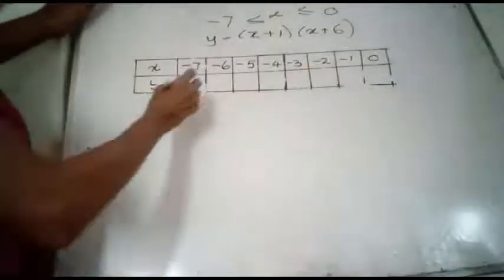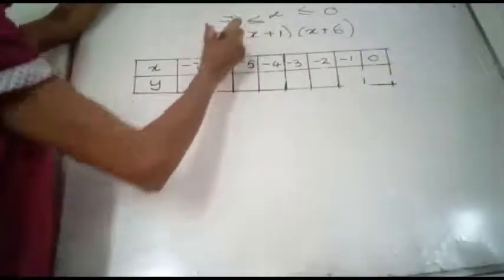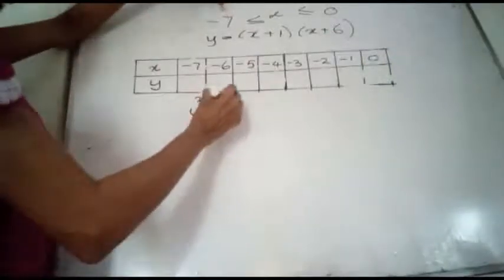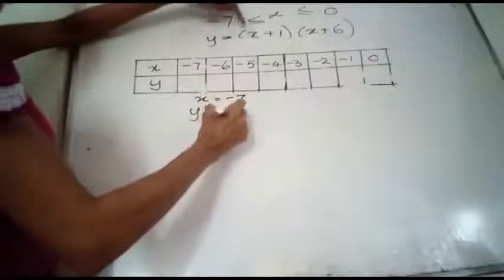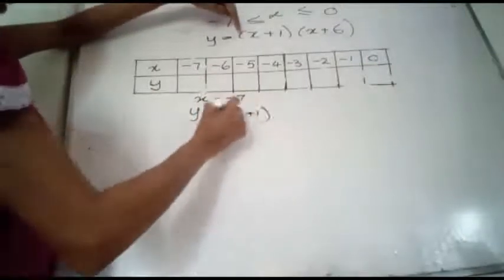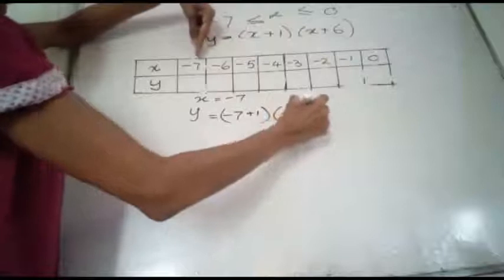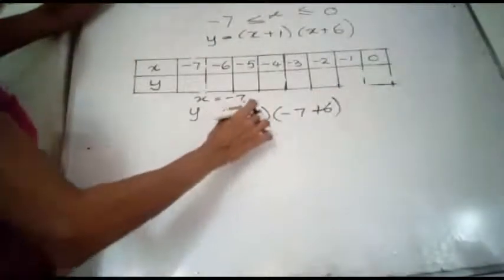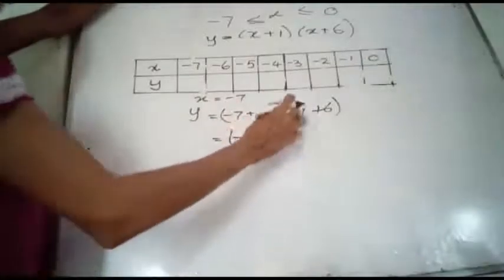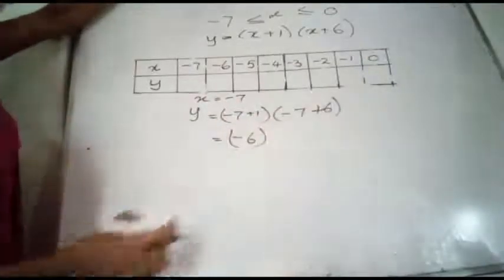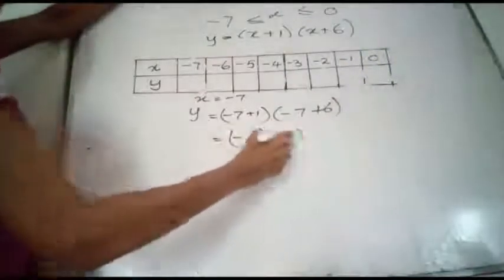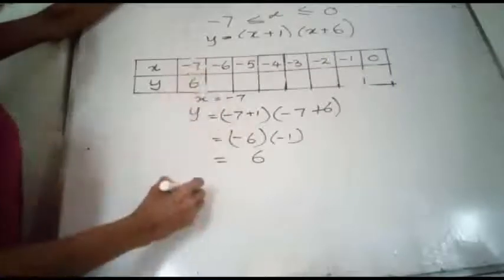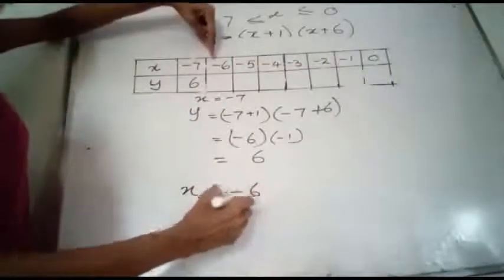Find the y coordinates of each x value. When x is negative 7, y equals (negative 7 plus 1) times (negative 7 plus 6). Negative 7 plus 1 is negative 6, and negative 7 plus 6 is negative 1. 6 times 1 is 6, and negative times negative is positive, so y is 6.